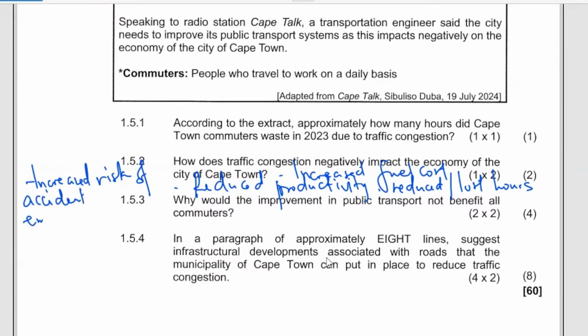We're looking at the emergency services here. They are always supposed to be in action because of increased risk of accidents because of traffic congestion. And also we can talk of other things like job losses. There's potential job losses because of traffic congestion. Right, move on to the next question.